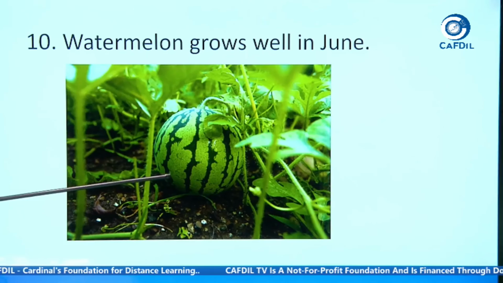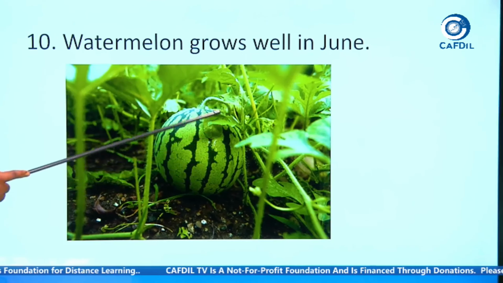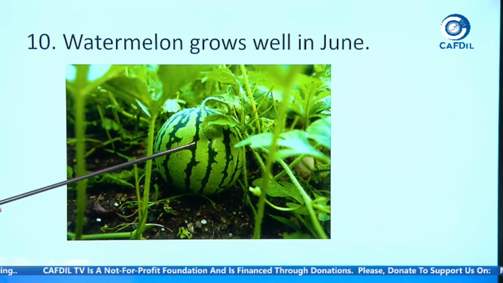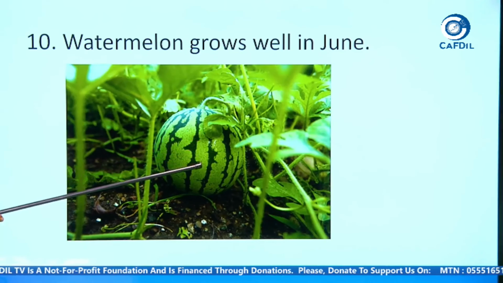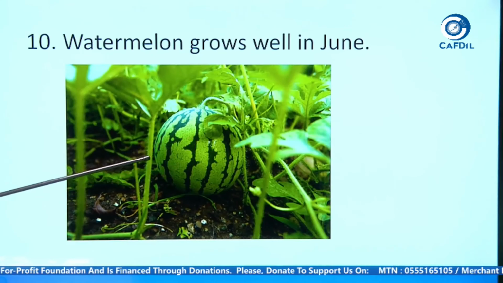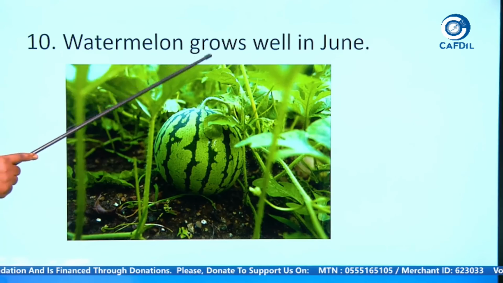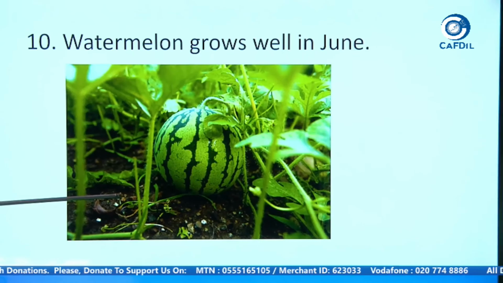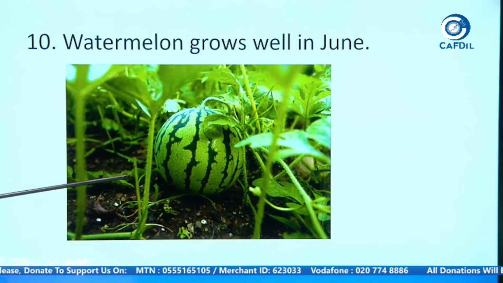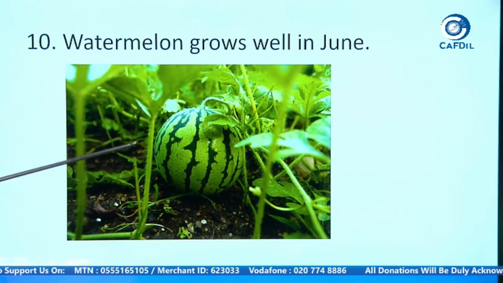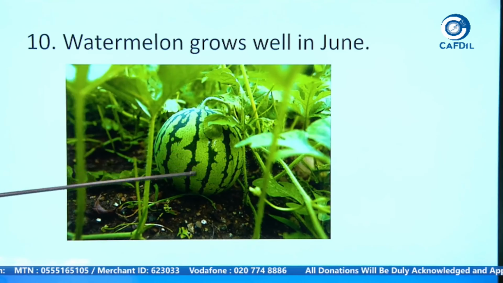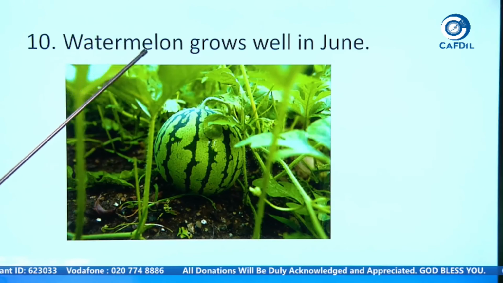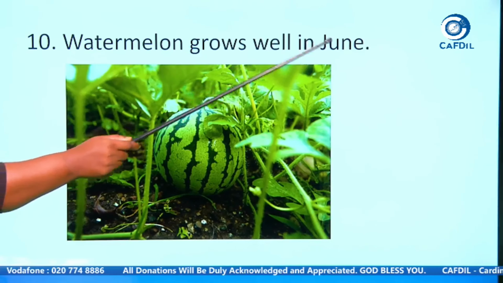So just as we can see in the picture, this watermelon looks very healthy. It means it has grown well. So in our sentence, we are saying that watermelon grows well in June. Why do you think watermelon grows well in June? Because June is the rainy month. Therefore, the watermelon will get enough water. So our sentence reads, watermelon grows well in June.